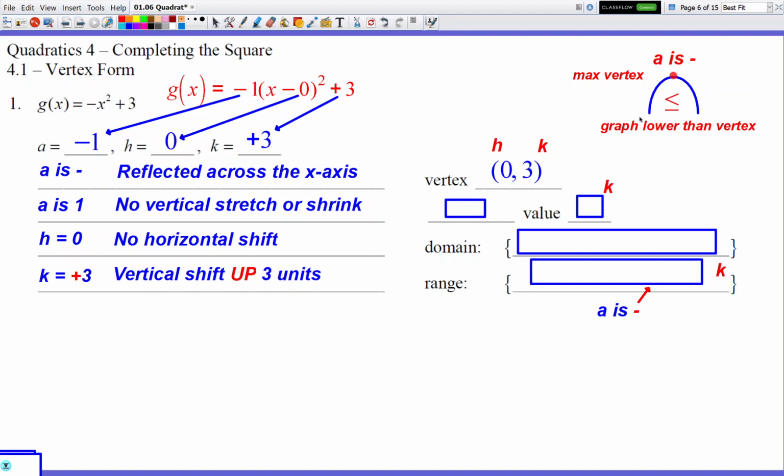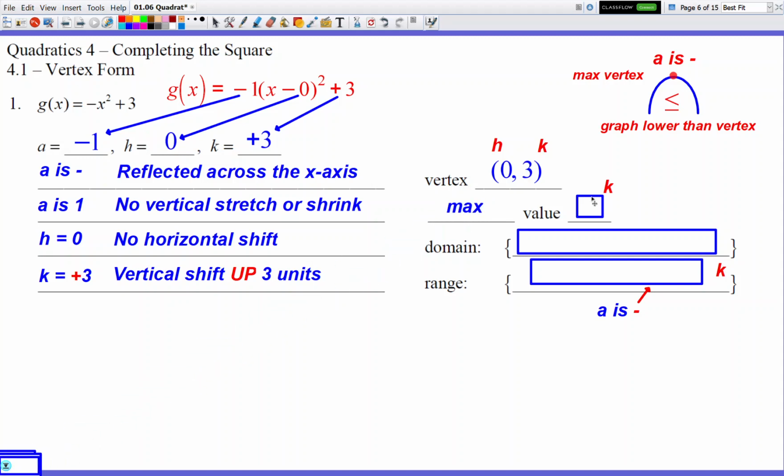And if it points down, that means my vertex is on the very top. It's the highest point in the entire graph. And since it's the highest point in the entire graph, we're going to associate that with the word maximum, because it's kind of like at the top of the hill. It's the highest point out of everybody else. So we're going to call it max.